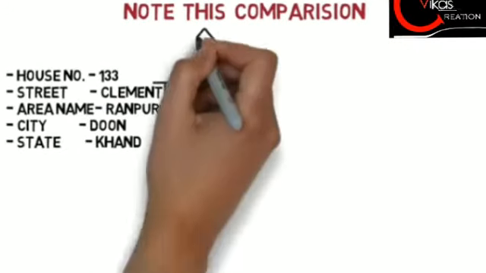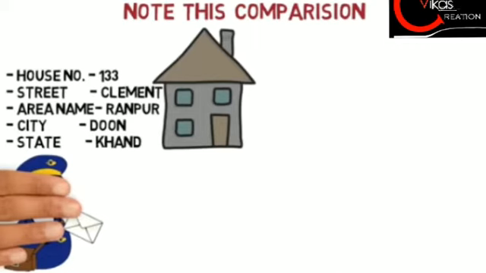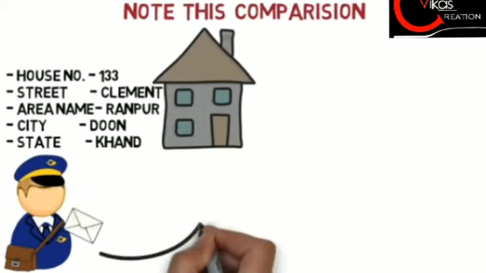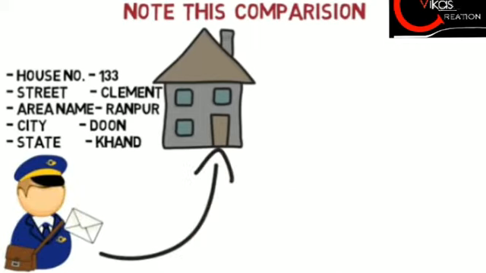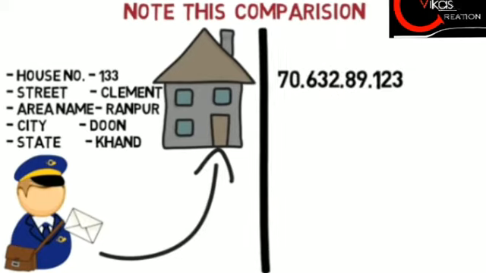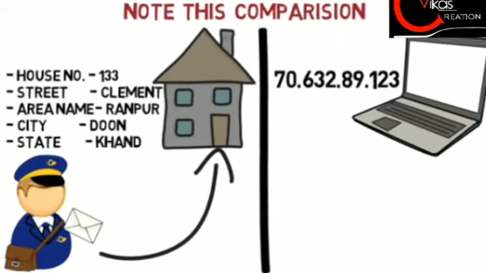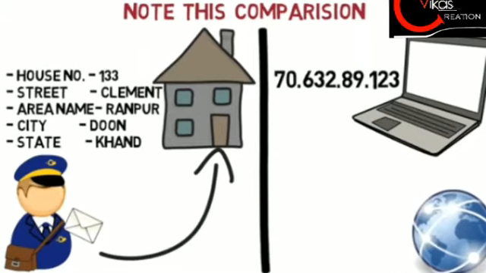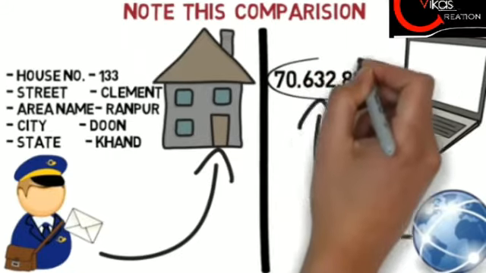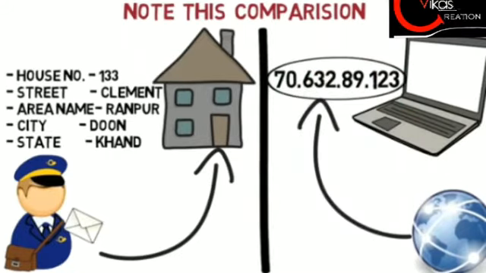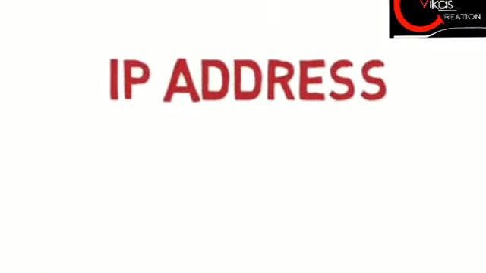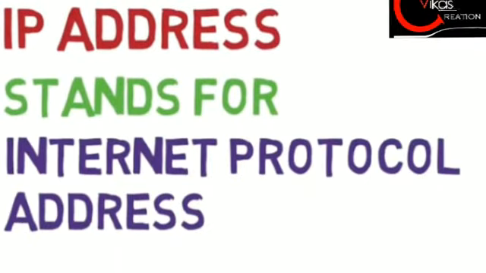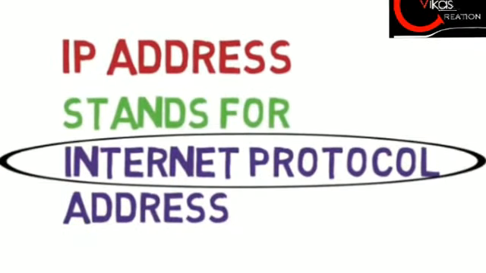This is your home address, which is identified by your area postman, and you get all the things delivered to this address. Similarly, this is your computer address, which is identified by the computers on the internet, and you get all the downloads available at this computer address. This address is the IP address of your computer. IP address stands for Internet Protocol Address. But what does this mean?